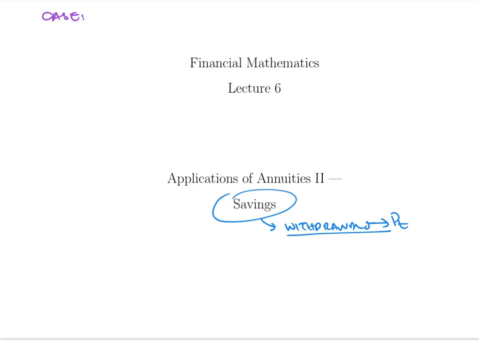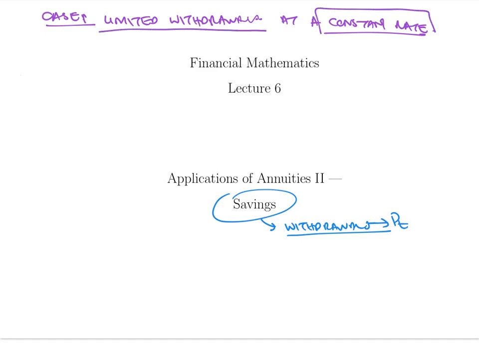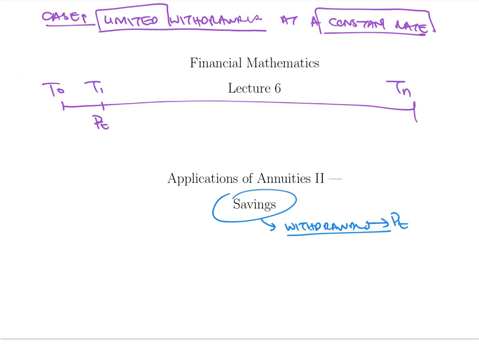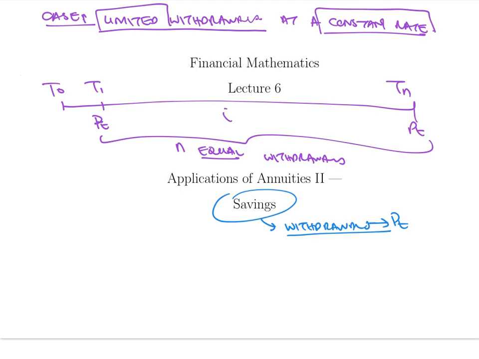So case one, if you all remember, was where I made a limited amount of withdrawals. So I withdrew a limited amount at a constant rate. The amount that I withdrew did not change, and I withdrew that for a fixed period of time. Then I showed you that if I start at T naught and make these withdrawals at T1 to Tn, then I have n equal withdrawals at some interest rate. The first withdrawal takes place at T1, the last withdrawal takes place at Tn.